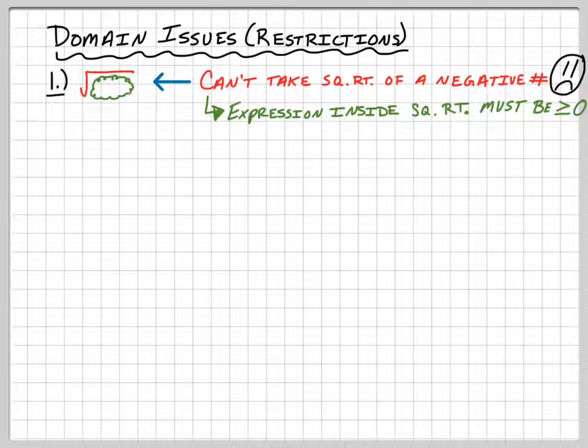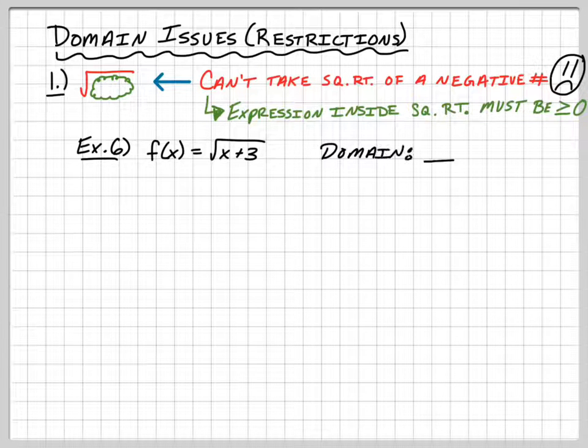Okay, so let's look at a little example here. Example 6. f of x equals the square root of x plus 3. So what's the domain for that? Okay, so without looking at the graph, there's going to be a restriction on this because there's a square root. You know you can only have positive numbers inside the square root. So what kind of numbers in this case would cause us problems?